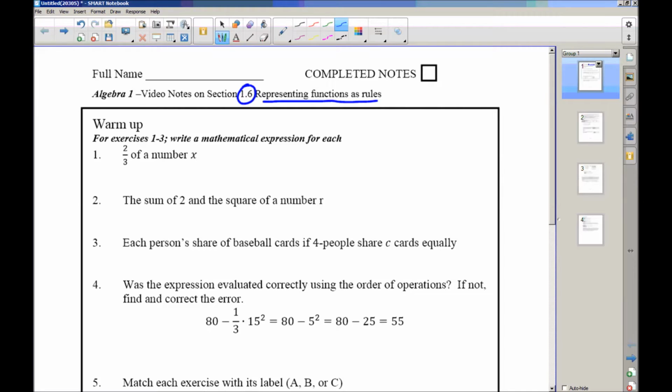So the first one says 2/3 of a number x, so that's going to be 2/3 times x. Of usually means multiply in math, and in order for something to get smaller, we're going to times it by 2/3, and that will shrink it to 2/3 of it.